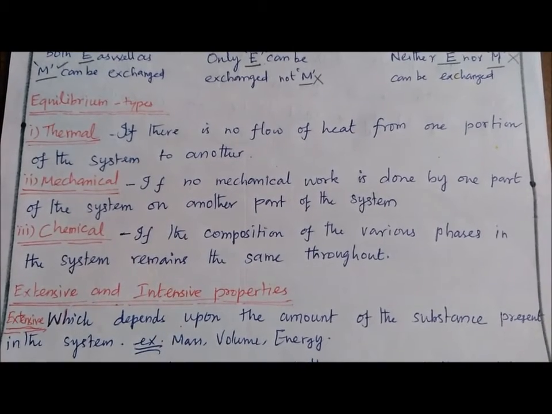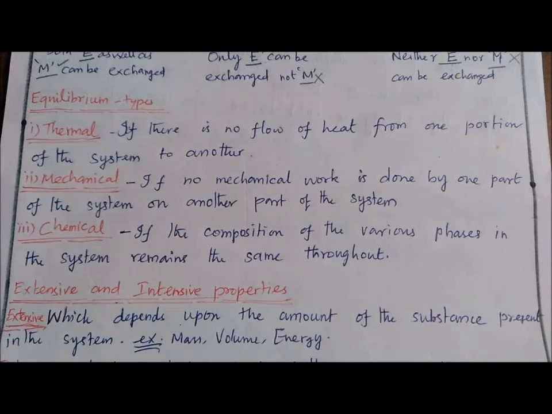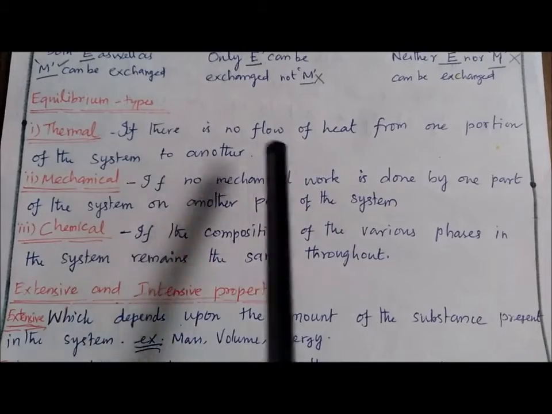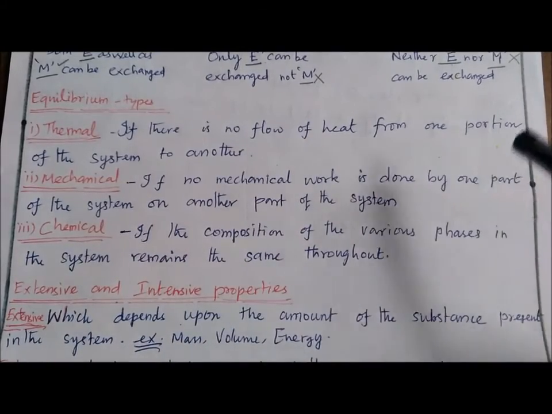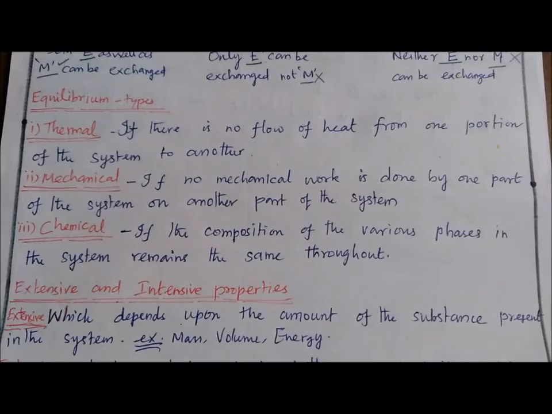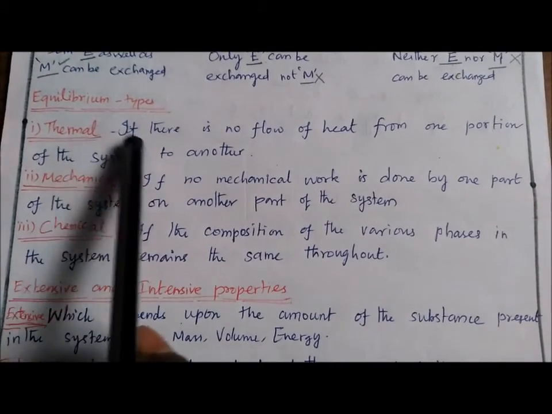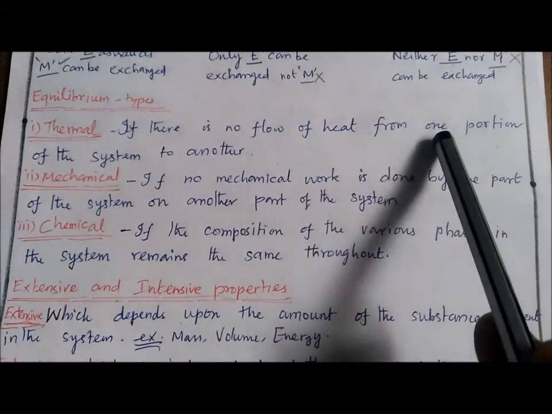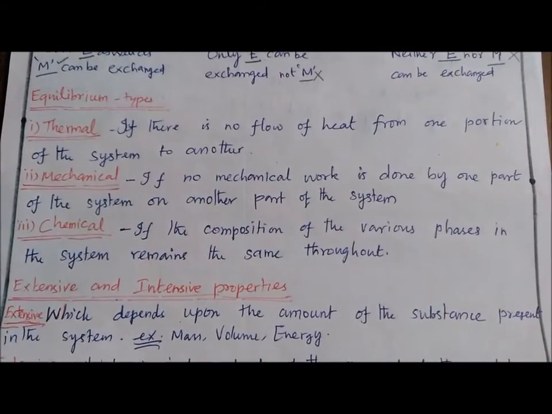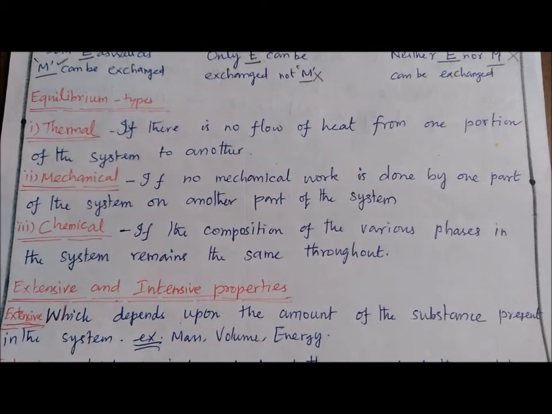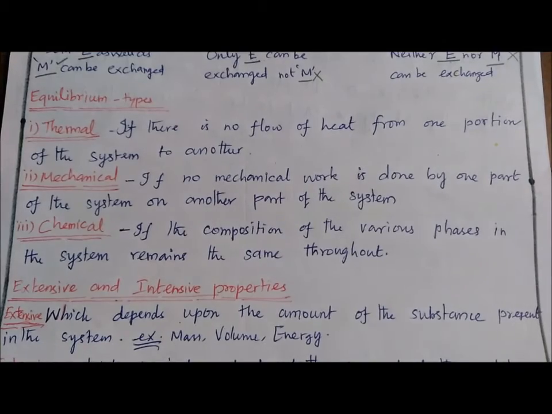What is thermal equilibrium? A system is said to be in thermal equilibrium if there is no flow of heat from one portion of the system to another. Thermal equilibrium can be defined as: if there is no flow of heat from one portion of the system to another, then the system is said to be in thermal equilibrium.